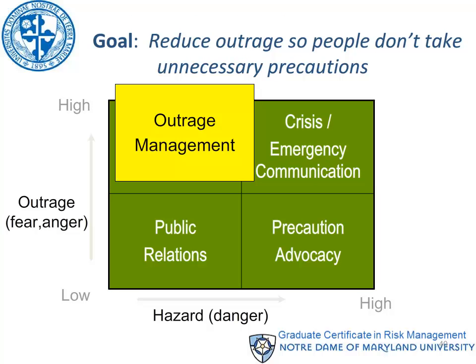When hazard is low and outrage is high, you need an outrage management strategy. Here the goal is to reduce outrage so people don't take unnecessary precautions. Some examples for outrage management would include the mad cow problem, people's concerns about genetically modified foods that they prefer to call frankenfoods, cloned animal products, and undue concern over dam and levee safety, for example.